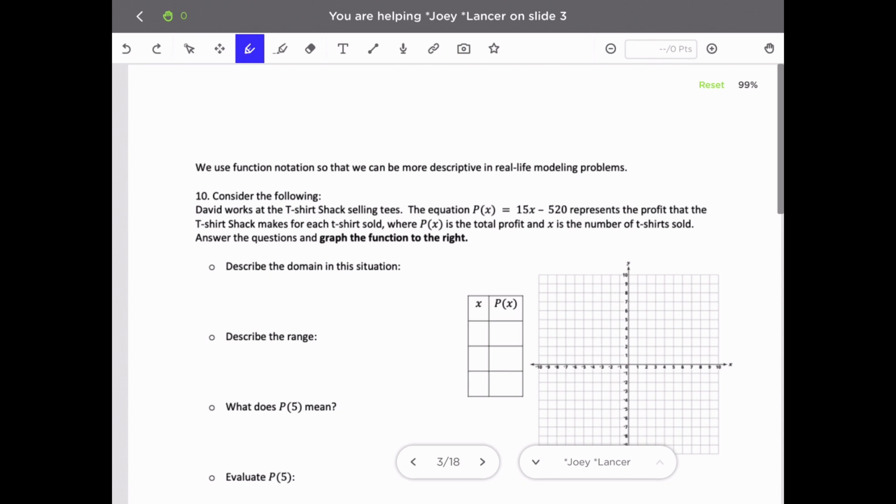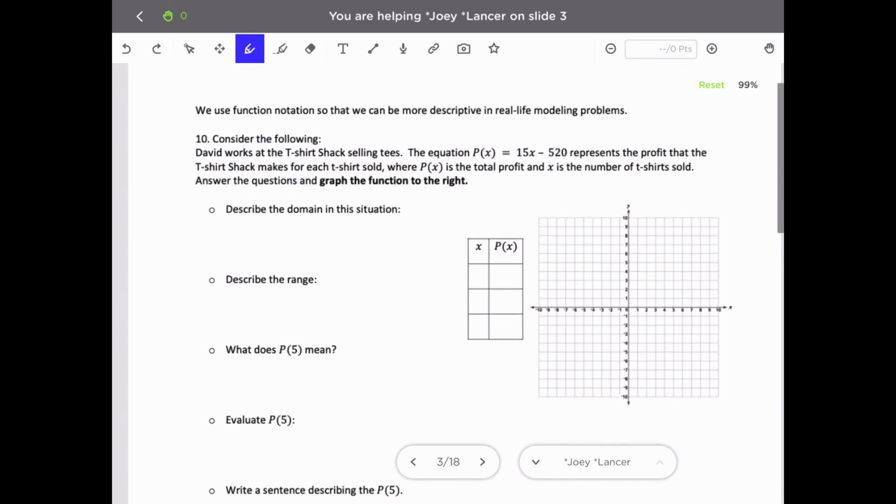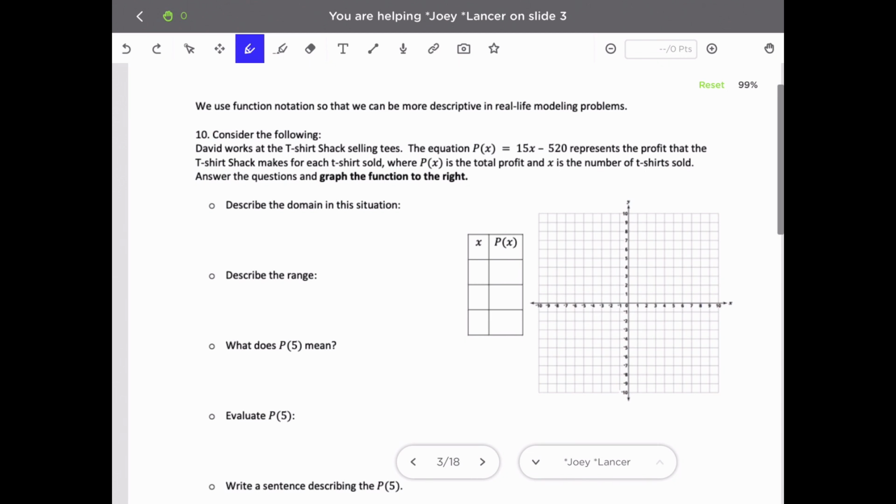We use function notation so that we can be more descriptive in real-life modeling problems. So when you think about this problem here, David works at the t-shirt shack selling tees. The equation P of x equals 15x minus 520 represents the profit that the t-shirt shack makes for each t-shirt sold, where P of x is the total profit and x is the number of t-shirts sold. Answer the questions and graph the function to the right.